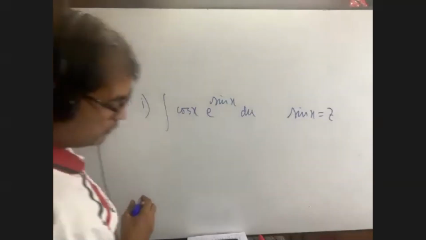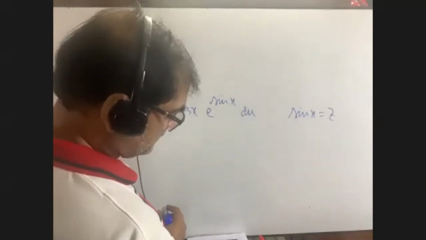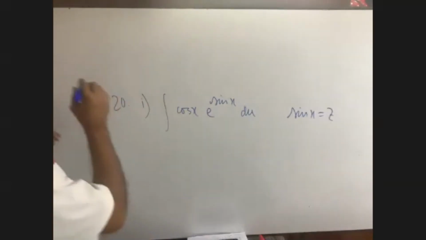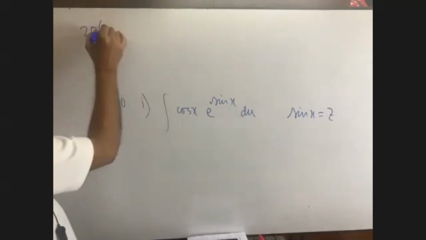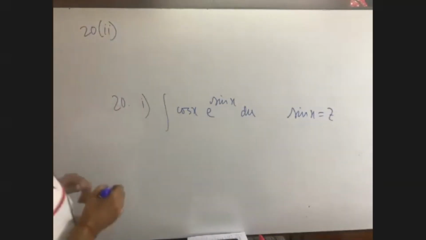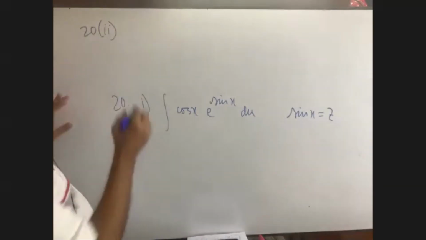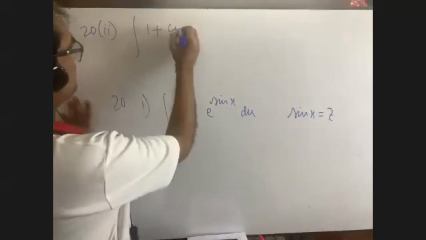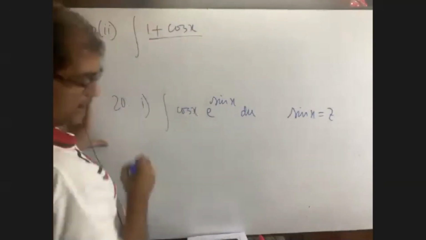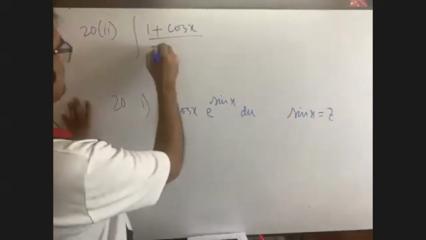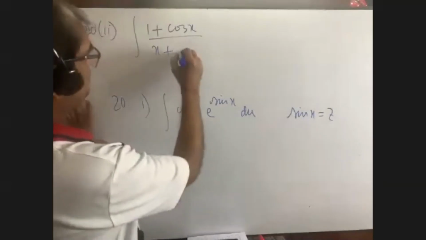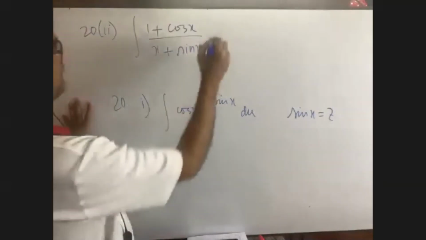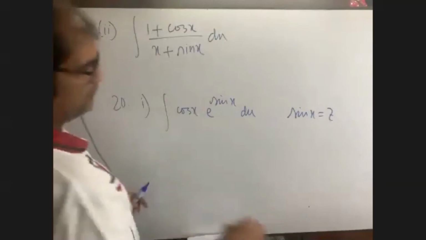Now I'm going to do a math which is the most important. Question number 22: 1 plus cos x by x plus sin x dx. Do it. Very easy and simple.